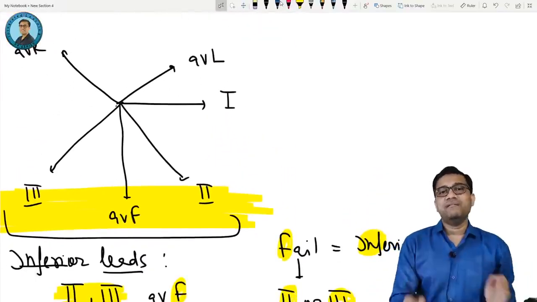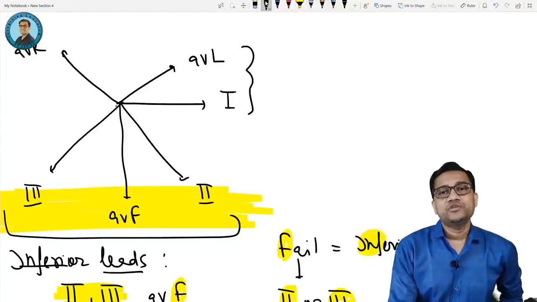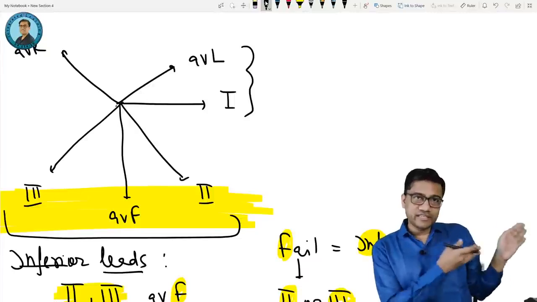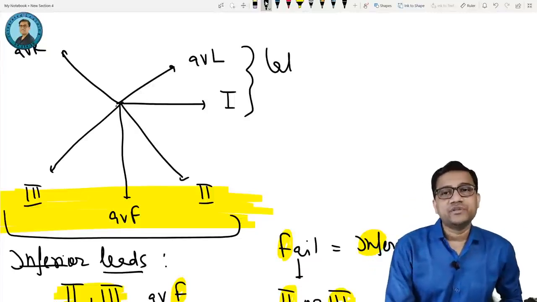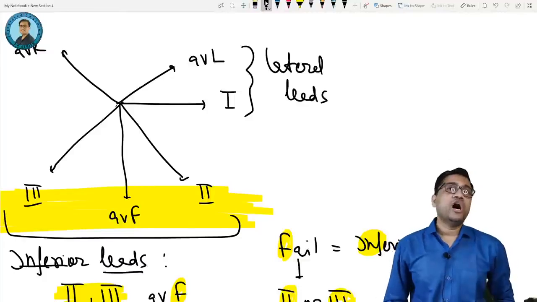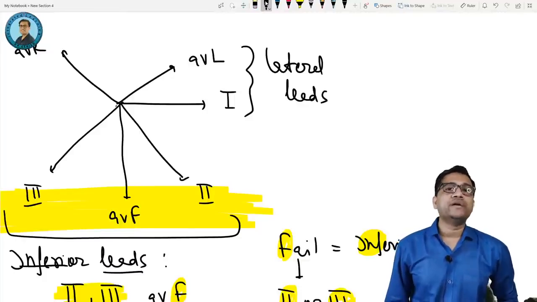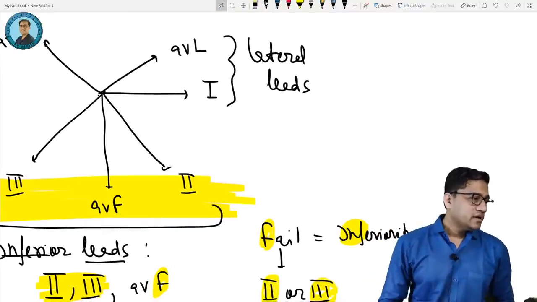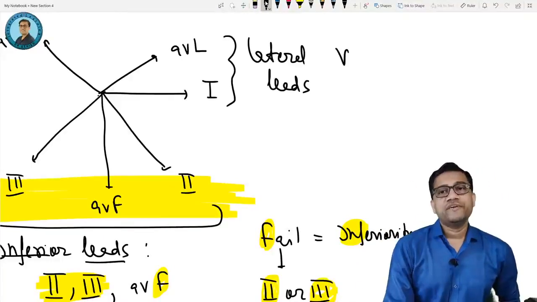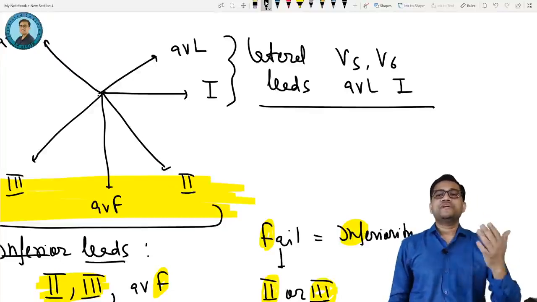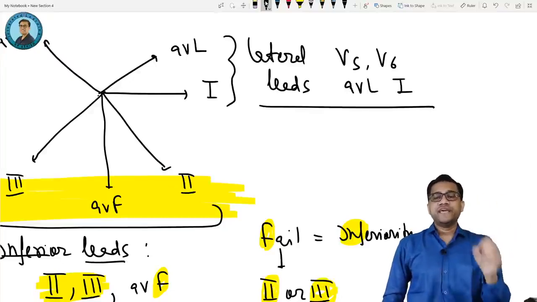Now question is, what about the 1 and AVL? So basically they are again showing where? This side. So they are which side? This. So they are again lateral leads. Okay. So how many lateral leads we have got in total now? We have got 4 lateral leads. So how many? 4. V5, V6, AVL, and 1. Are you clear? So which one? V5, V6, AVL and 1.